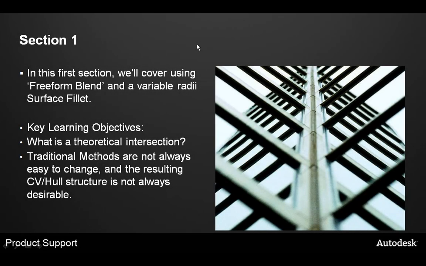So to start off this first section, we'll cover using two tools you may already be familiar with. One of them being Freeform Blend, and the other being Surface Fillet with the variable radius option. Some key learning objectives for this section are that we're going to show exactly what a theoretical intersection is, and we're also going to show that with the traditional methods, you'll find they're not always easy to change, and the resulting CV hull structure is not always desirable.